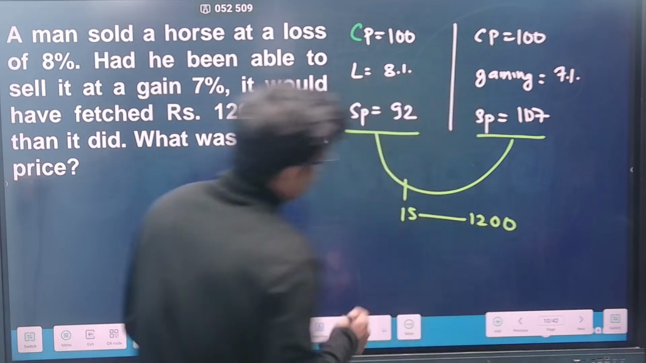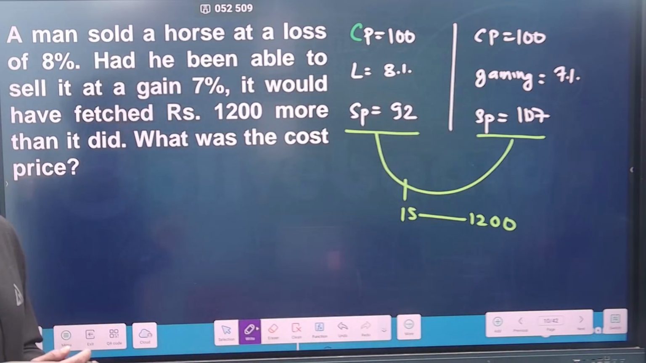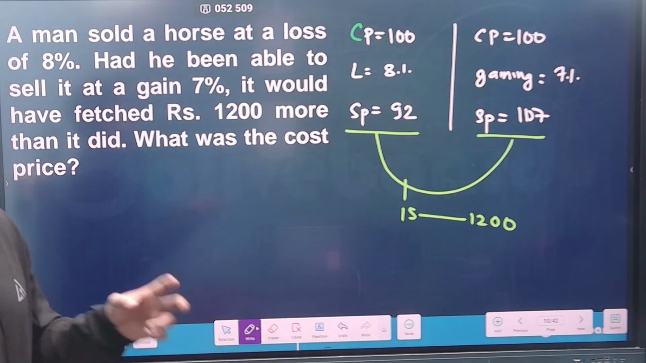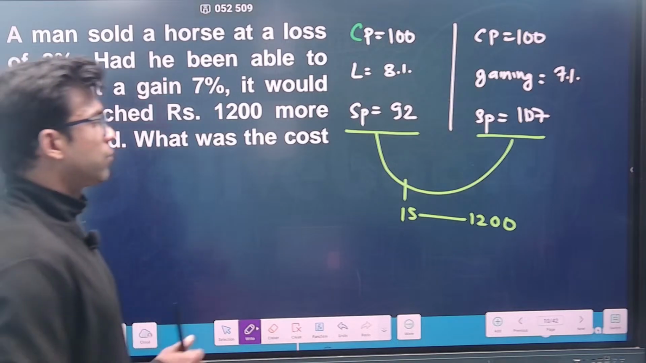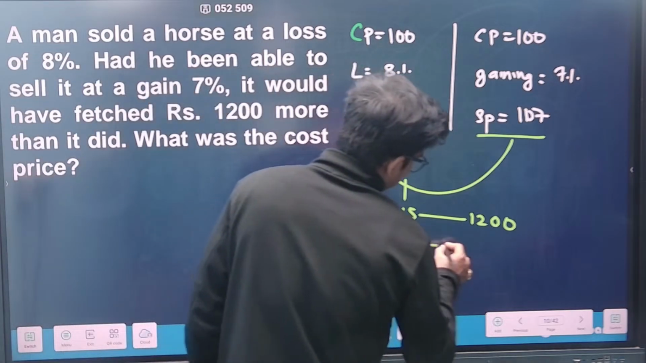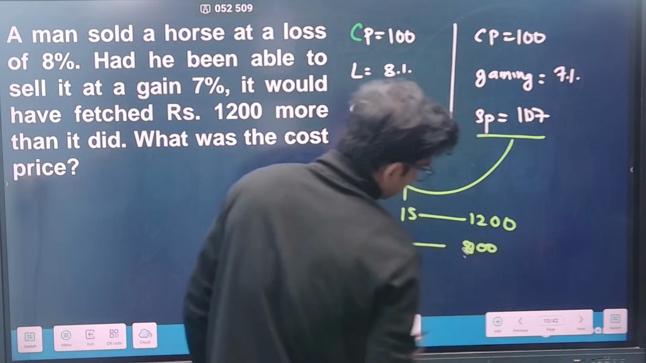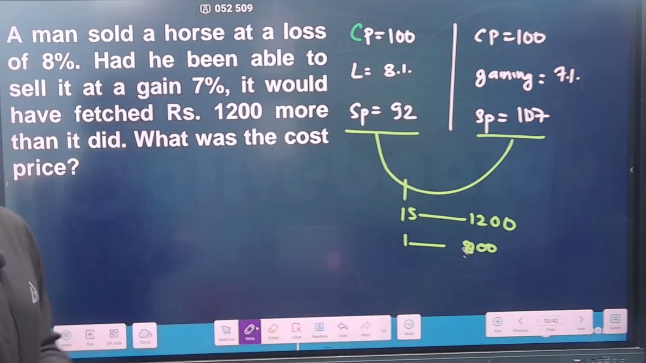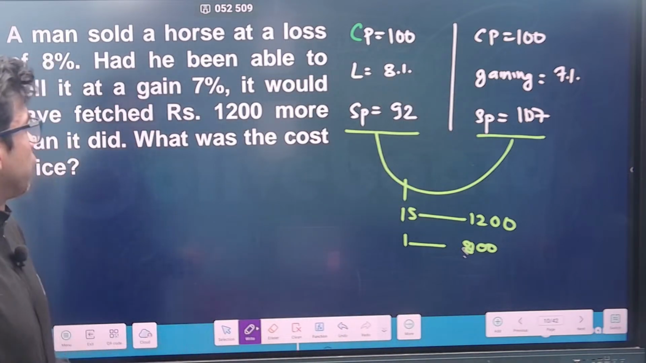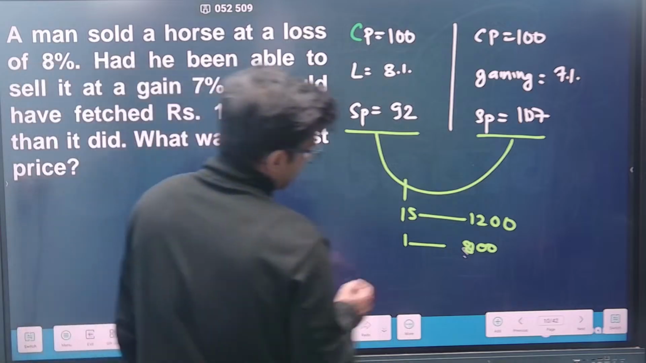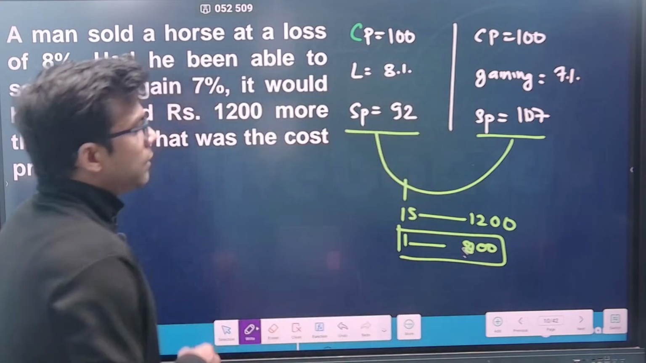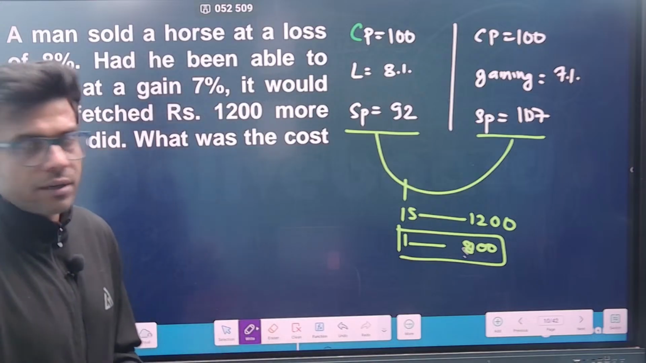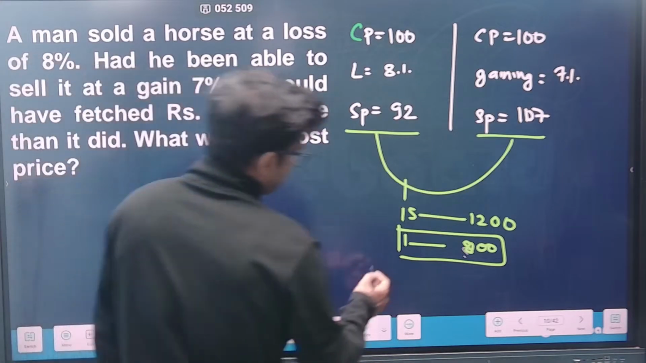1200. There's a difference of 15 in the selling price. If something is sold in loss and then in profit, the difference of selling price is coming 15, and 15 is equal to 1200, then 1 would be equal to 80. Correct, na? If 1 is equal to 80, they're asking what's the cost price. If 1 is equal to 80, your cost price is basically, multiply that with 100, you will get one more zero.